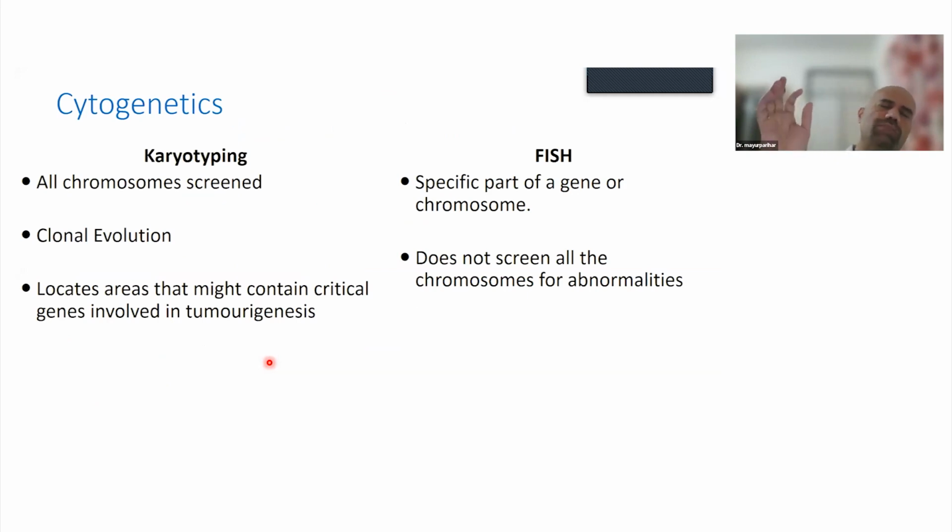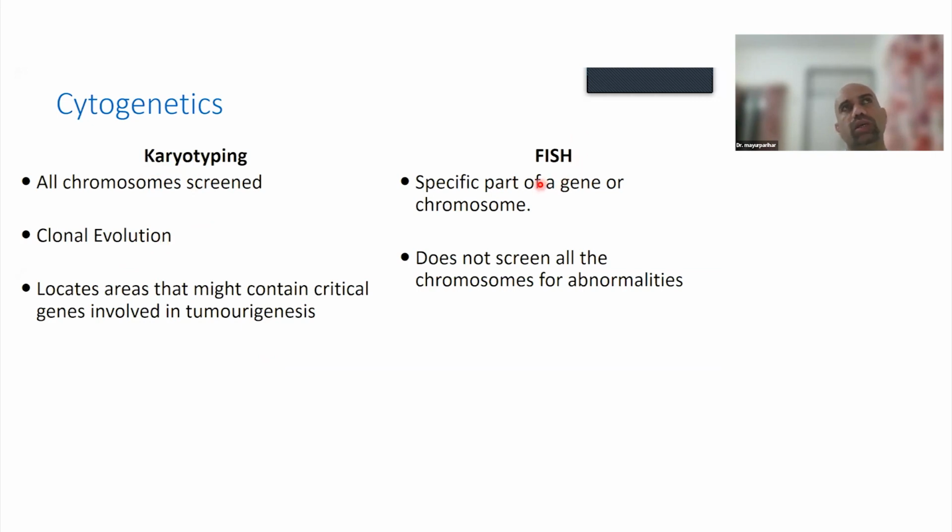Now, usually karyotyping and FISH are the routine techniques that are used in a diagnostic laboratory. What is the difference between the two? Karyotype is, as I said, the whole genome of a single cell. You can actually look at all the chromosomes, the whole genome. You can identify if there is a clonal evolution, if there are multiple abnormalities.